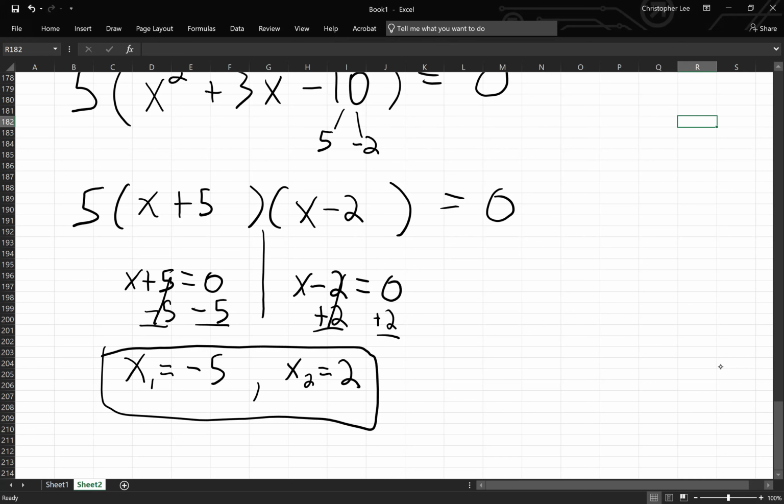Questions on this? Go ahead. Oh, like you didn't do the greatest common factor? Yeah. Okay. Like about 5, you want to see x plus 5, x minus 2. By right, it should be there. But you ended up with the right answer, so I don't know. It's a gray area.